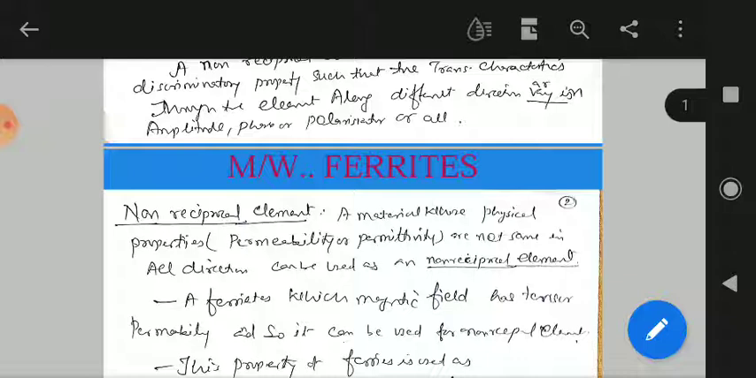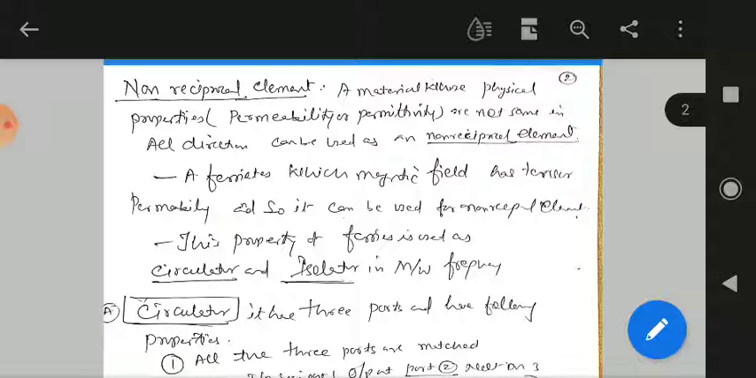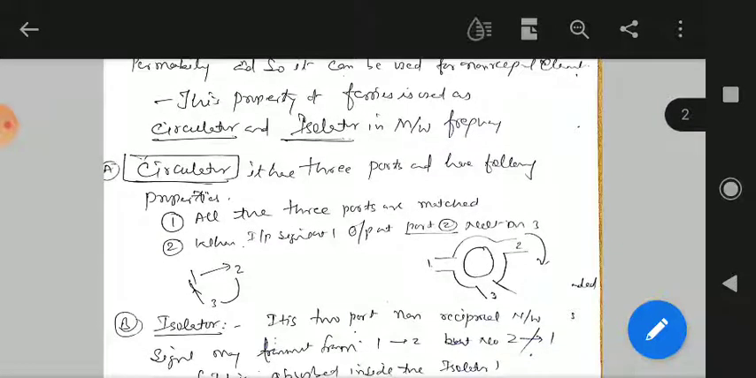A material whose physical properties, permeability or permittivity, are not the same in all directions can be used as a non-reciprocal element. Ferrite has a tensor permeability under a magnetic field, so it can be used as a non-reciprocal element. This property of ferrites is used in circulators as well as isolators at microwave frequency. Circulator: it has 3 ports and has the following properties.